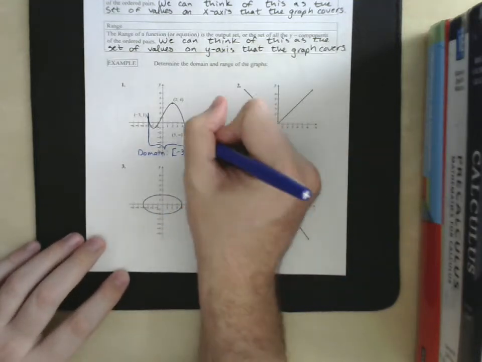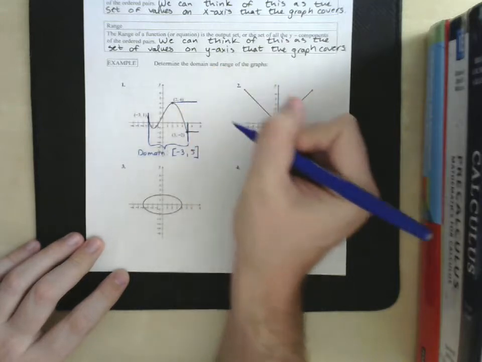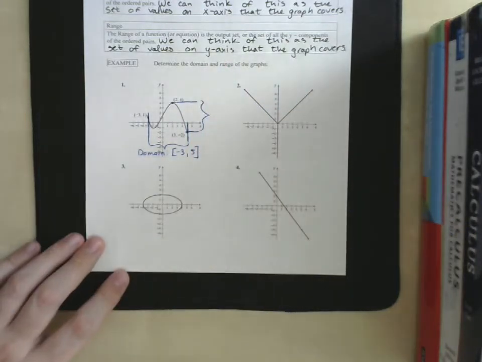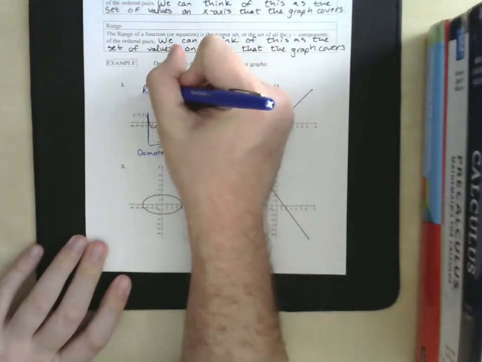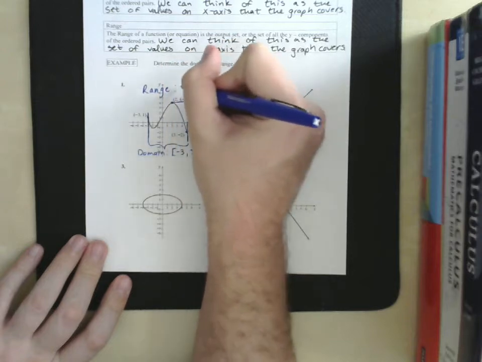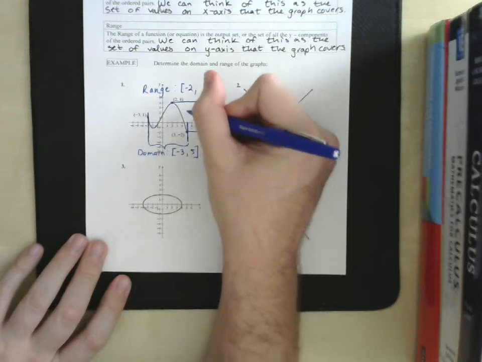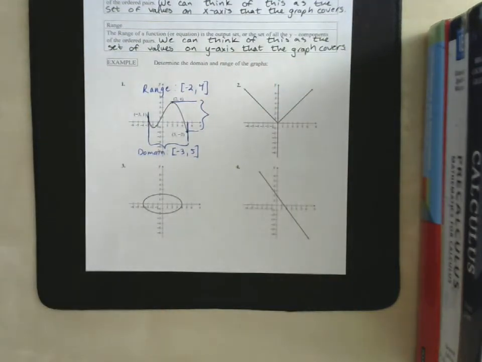The range starts here and ends here. And our range is all of those y values here. So the range starts at -2 and goes all the way up to 4. Again, both of those points are filled in, so they are included in the interval. So there's our domain and our range for this graph.